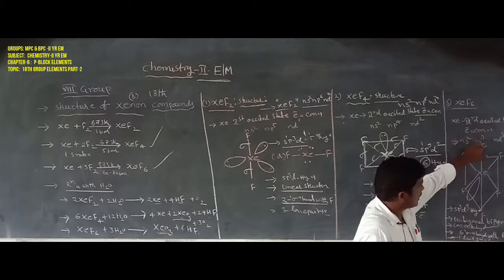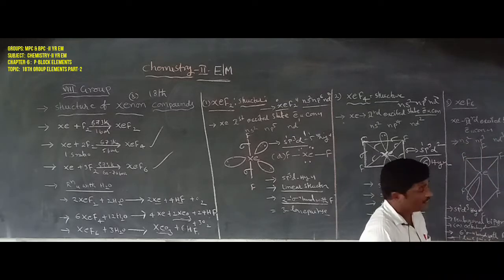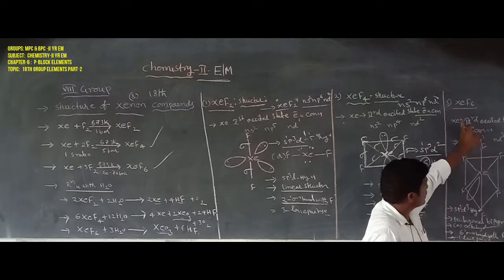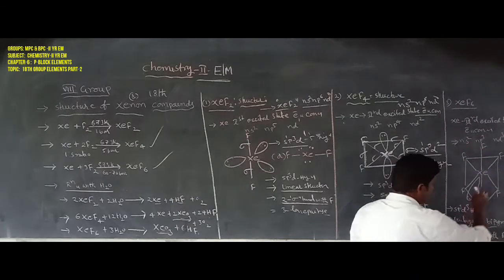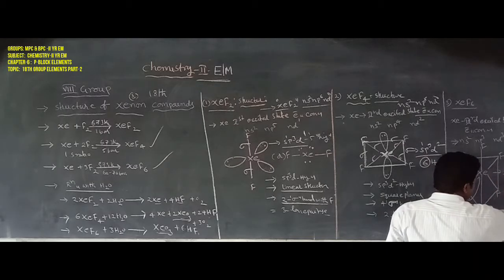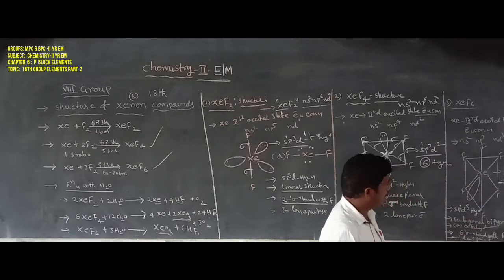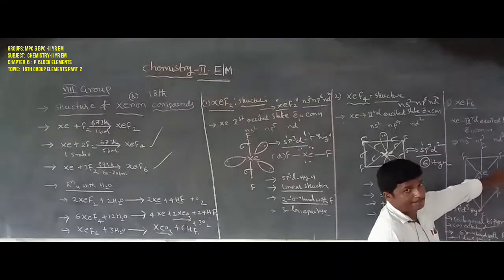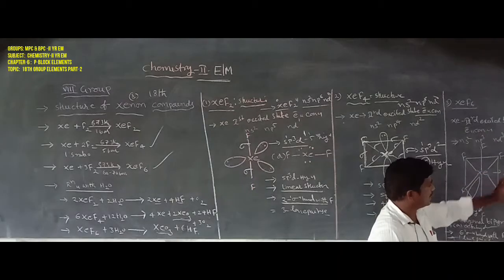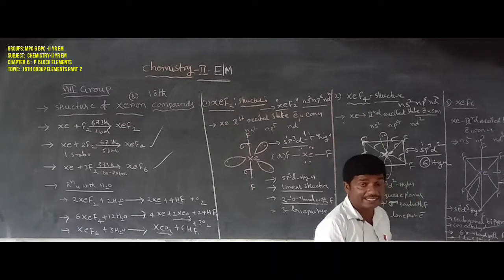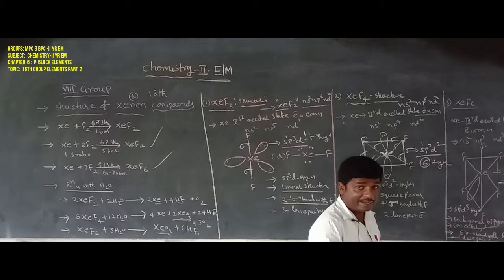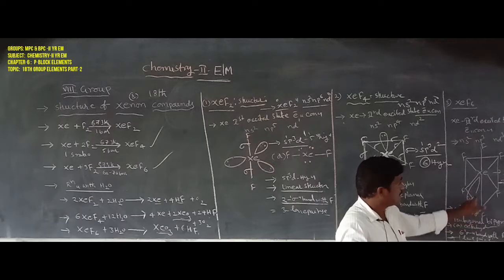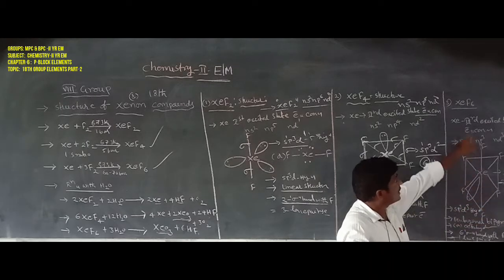2 plus 3 is 5, 5 plus 3 is 8 electrons. So the excited electron configuration is ns2 np3 nd3. Xenon undergoes sp3d3 hybridization, then forms 7 hybrid orbitals: one s orbital, 3 p orbitals, and another 3 d orbitals. In these 7 sp3d3 hybrid orbitals, xenon bonds with 6 fluorine atoms.